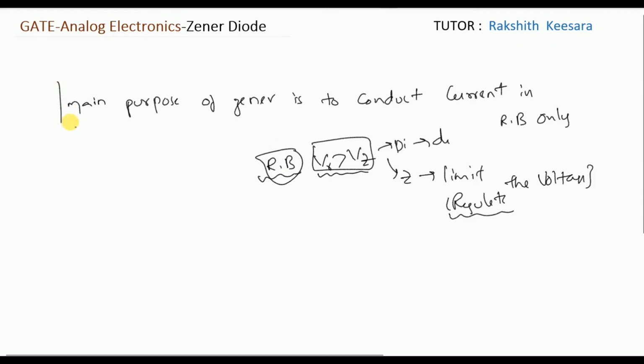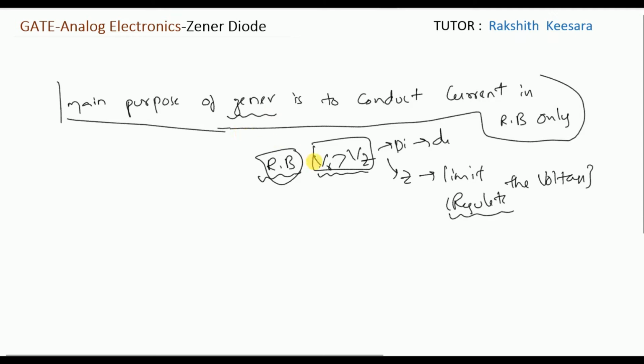See, the main purpose of the Zener is to conduct current in reverse bias only. Why? It is the specialty of Zener diode. In forward bias, the normal diode will also behave in the same condition. But in reverse bias only, the specialty of Zener will come into picture. That too, whenever reverse voltage is greater than Vz, which is breakdown voltage, a normal diode will be damaged, but Zener diode will limit the voltage. So I am telling it again and again because it is very important, guys. Remember.